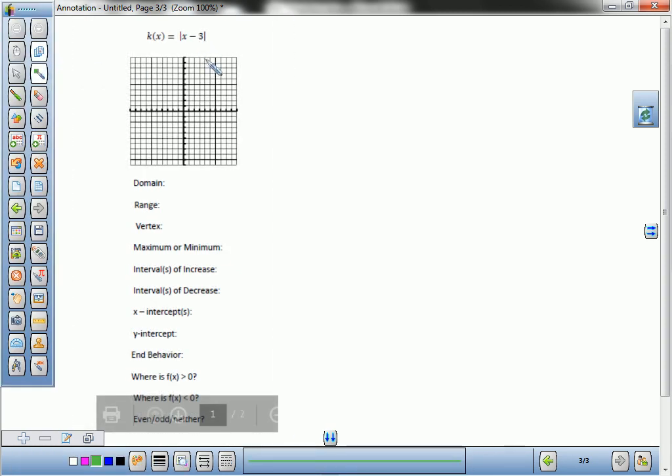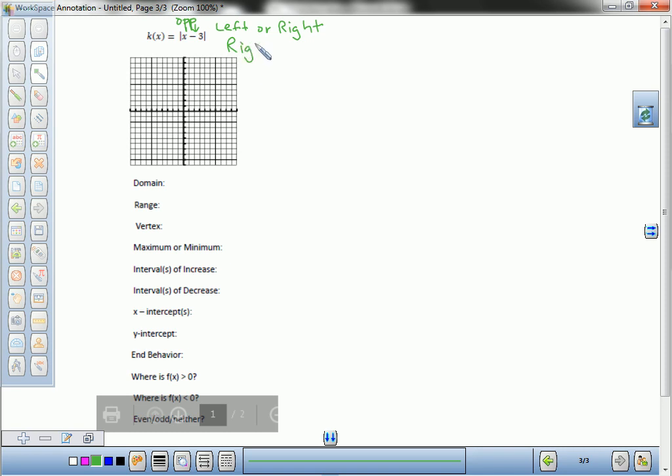So this one has a number inside. A number inside is going to move it left or right. But you always have to do the opposite of what's inside. So this one's right 3.